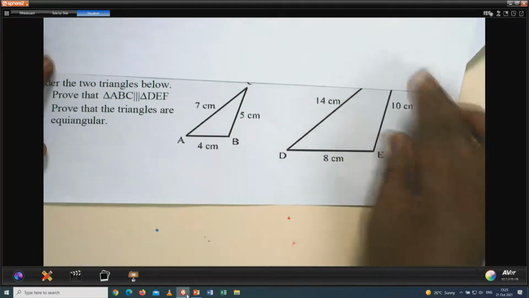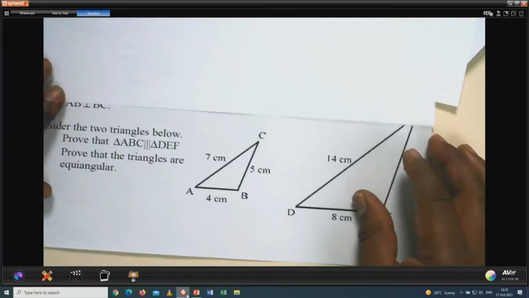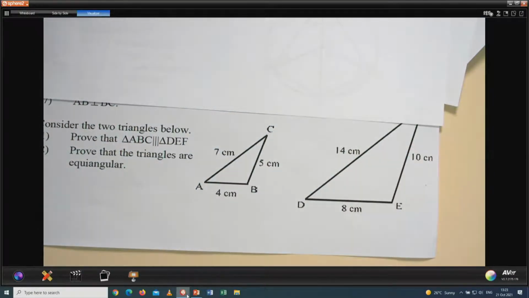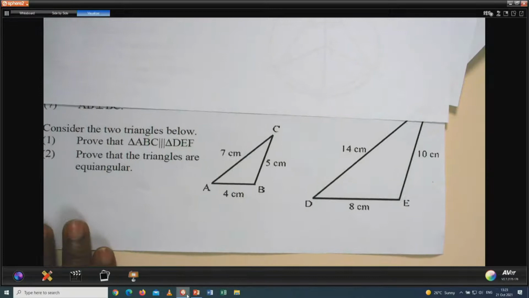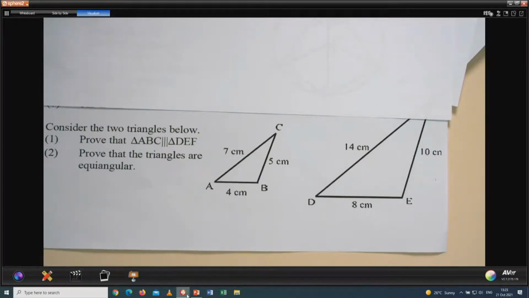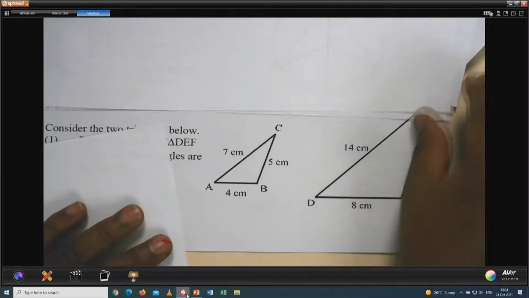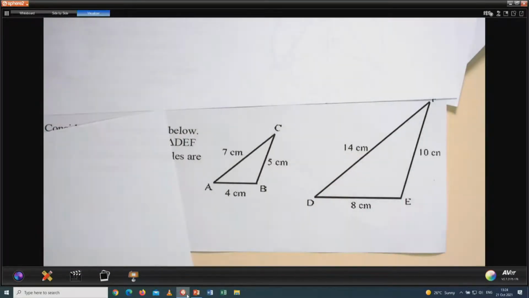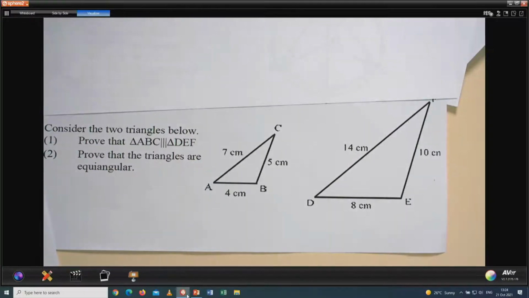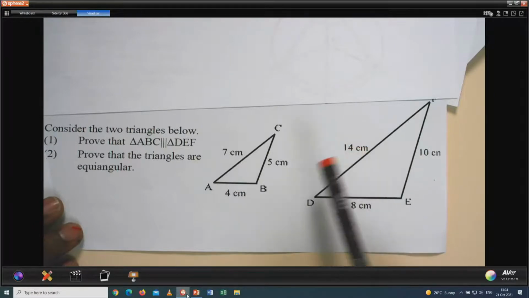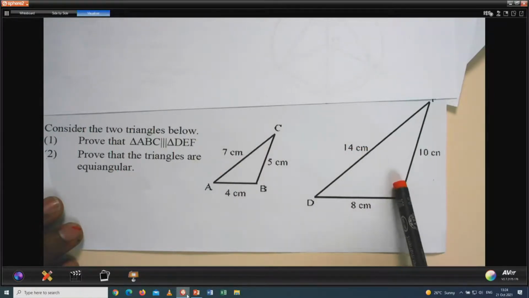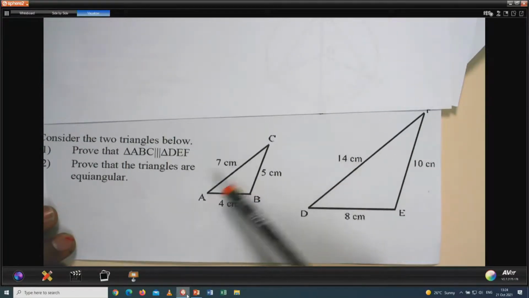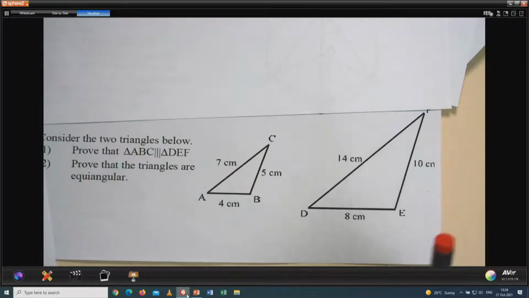The triangles below. So 2 ways: you prove equal angles or you prove proportionality. Now you'll need to identify which side over which side. This side is opposite the bigger angle, you'll compare with that side. That side, compare with that side.